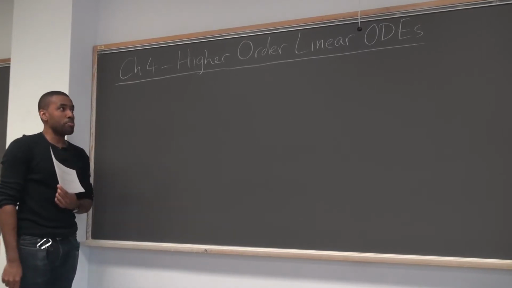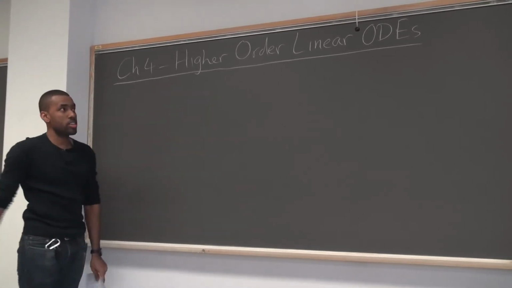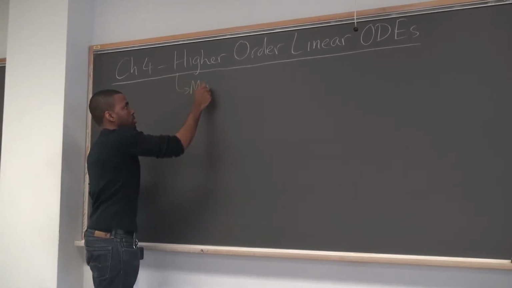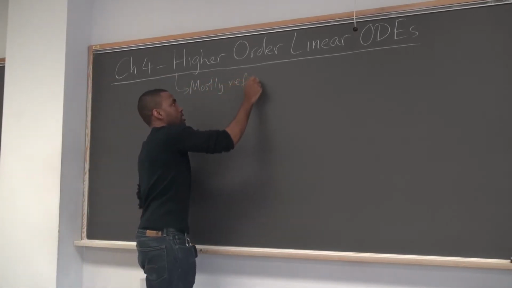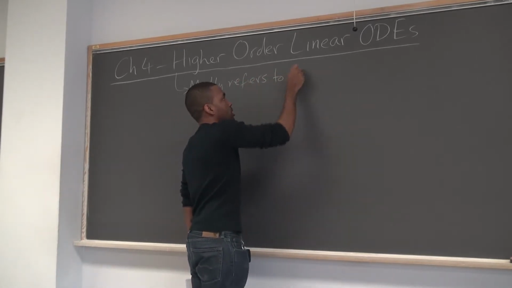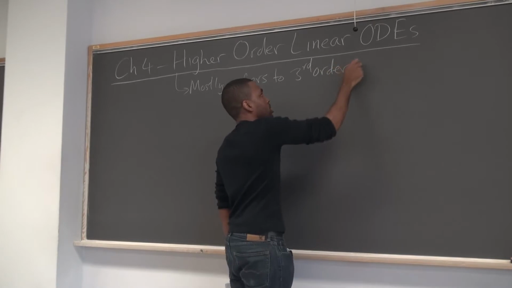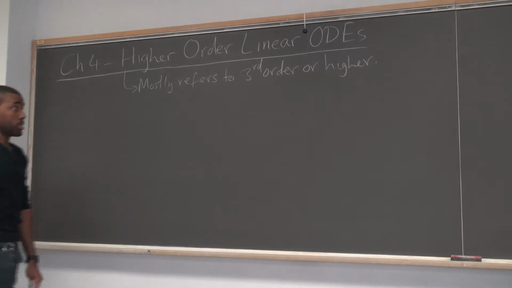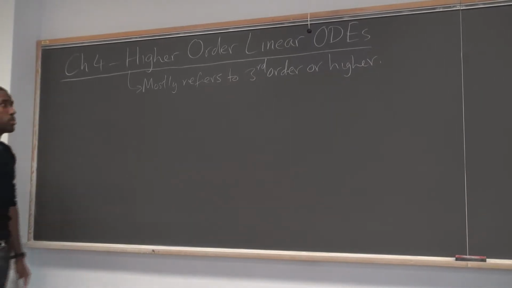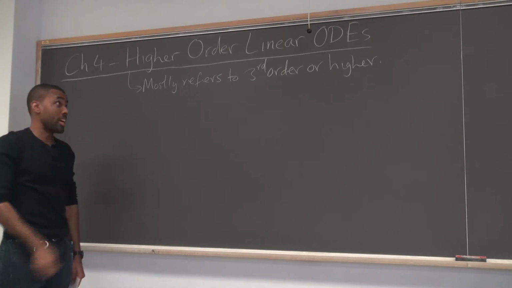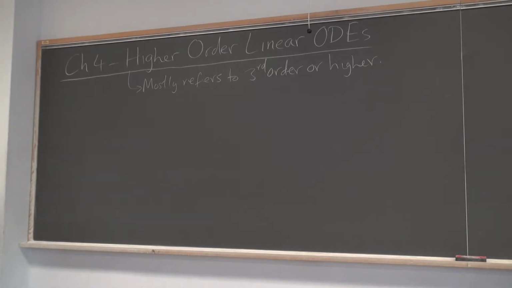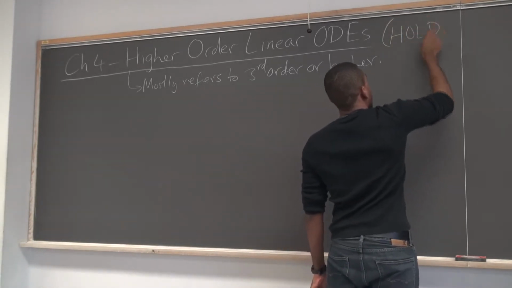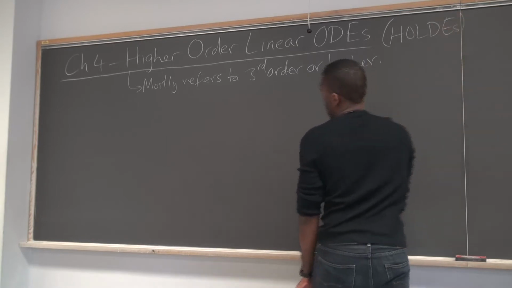So now we're going to jump into chapter 4, where we're going to talk about higher order linear differential equations. Alright, so we know how to deal with first order, and we know how to deal with second order. That was what chapter 3 was about. Now we're going to deal with pretty much every other order above that. It's called higher order differential equations, which I might abbreviate if I don't want to always write that.